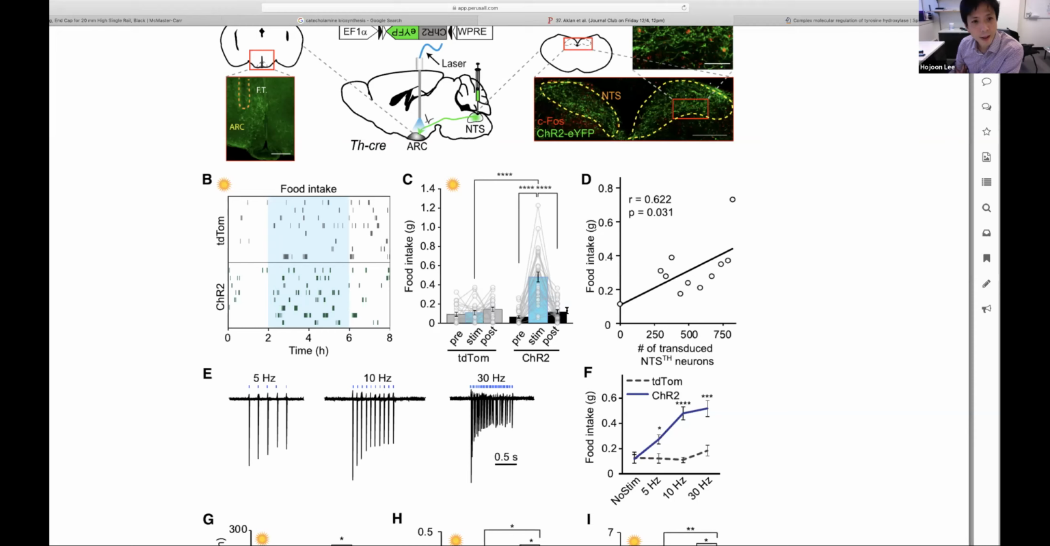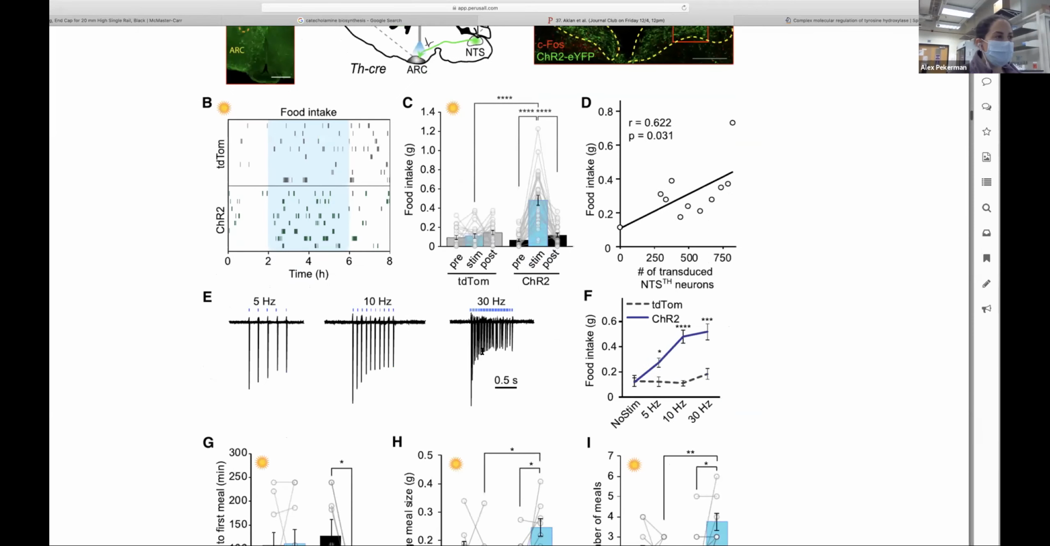So what I'm trying to get at is that when you shine light, it's not like the mouse races to the pellets and starts eating like crazy. It's a much more subtle effect. Do they shine the light for 4 hours straight? Isn't that a lot? Seems like it.